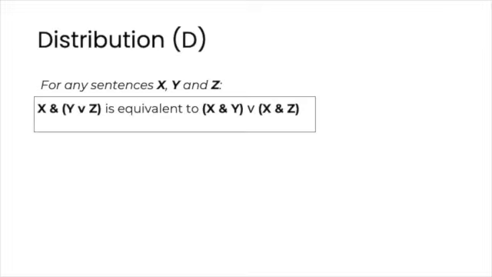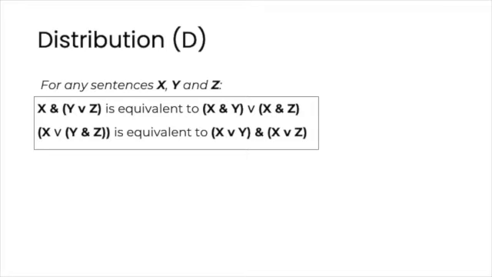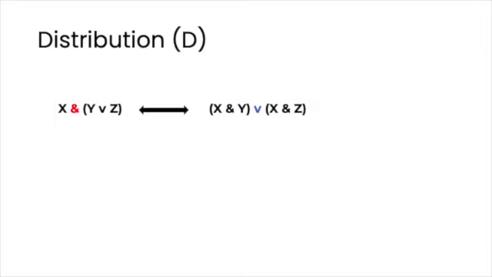Here they are. For any sentences X, Y and Z, X and parentheses Y or Z is equivalent to X and Y or X and Z. And X or parentheses Y and Z is equivalent to X or Y and X or Z. So in the first one, we go from having a conjunction whose right conjunct is a disjunction to a disjunction of two conjunctions. So we flip the main connective from the ampersand to the V. The ampersand is driven inwards and split into two, so to speak.